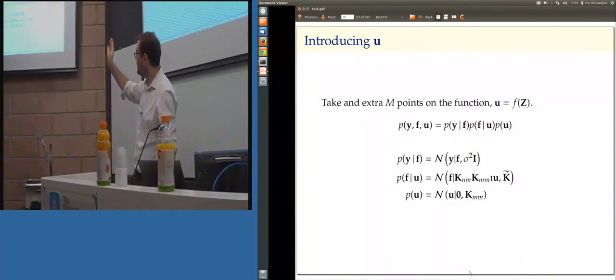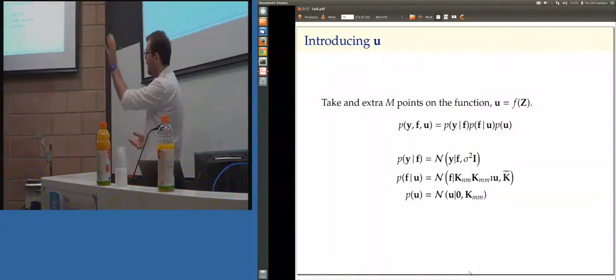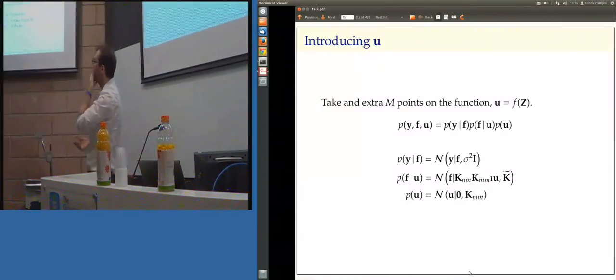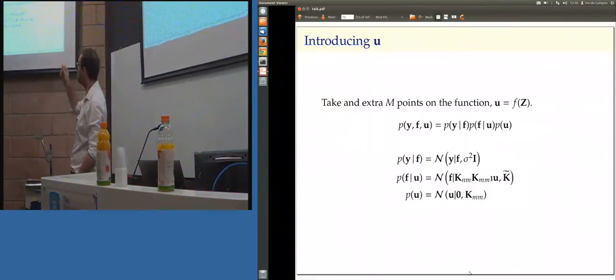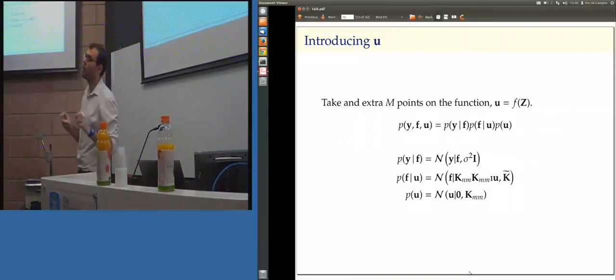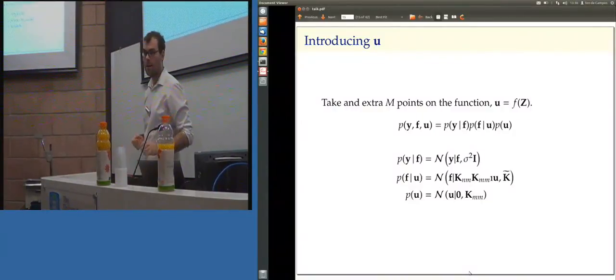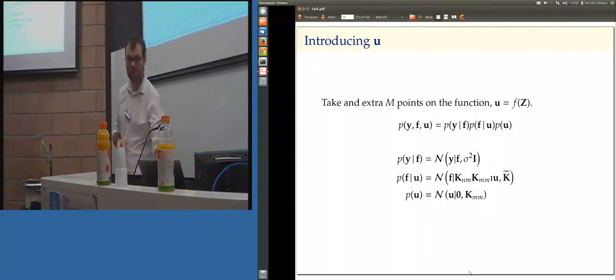Okay, so here's my notation for what's going on here. I've got p of y given f, the Gaussian likelihood. I've got the conditional, p of f given u. And I've got what I'm now thinking of as the prior, p of u. So you think your conditional should be inverse of K_MM, right? Yes, absolutely. That's well spotted.